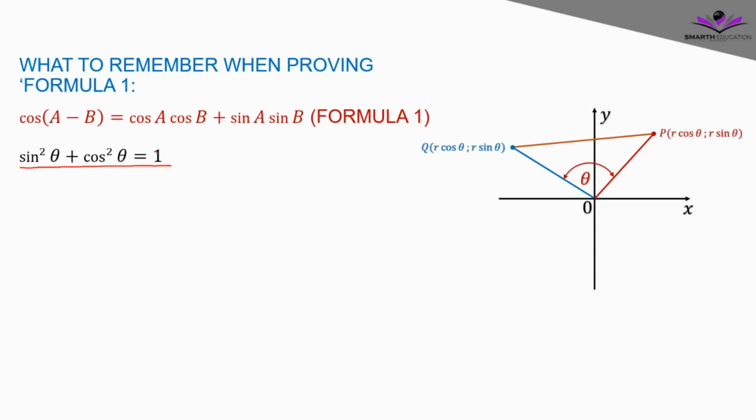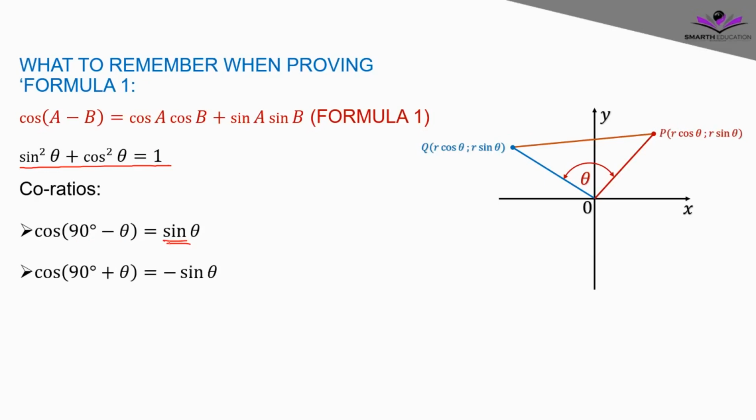And then the other crucial concept we have to remember are the co-ratios, or co-functions. Some people say co-ratios, some people say co-functions. Right? Cos 90 minus theta is equal to sine theta. Remember that? And then cos 90 plus theta is negative sine theta. And then sine 90 minus theta, that is cos theta. And then sine 90 plus theta, that is cos theta. Please remember these four.